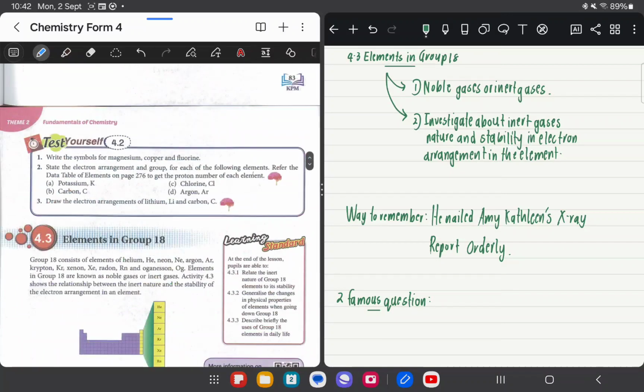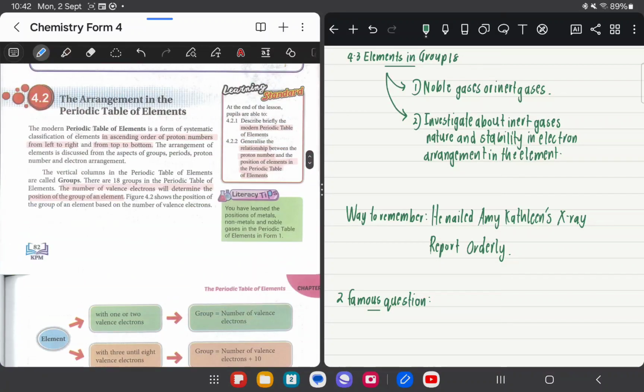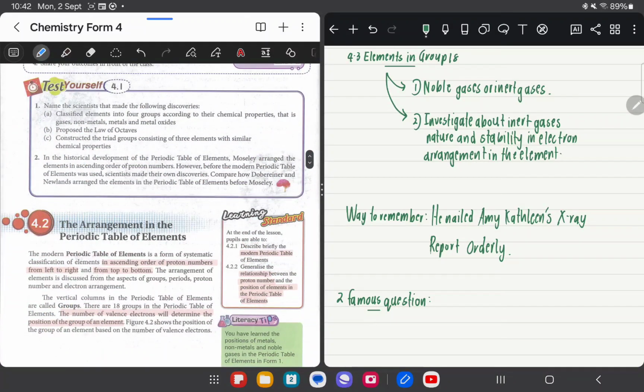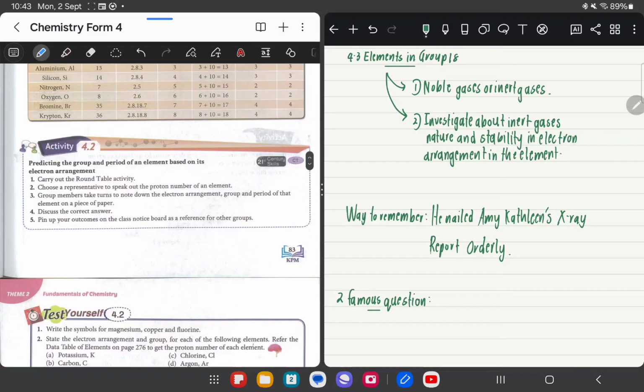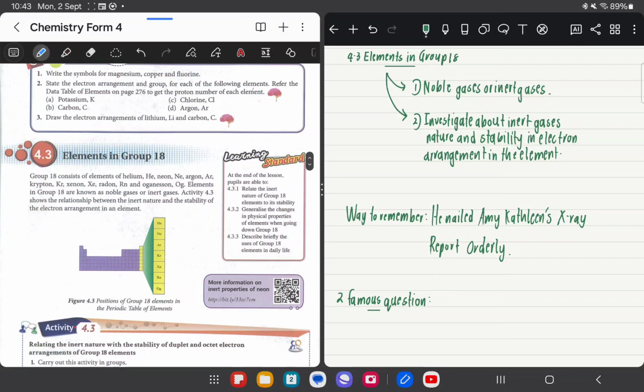In the previous video I already explained 4.2, which is an essential subtopic for you to understand: what the arrangement in the periodic table looks like, how to determine the group and the period, and the relationship between the proton number with the group, with the electron arrangement, and so on. So make sure you understand 4.2 because it is the very basic chapter for the upcoming chemistry chapters. Then only you start to study this 4.3.